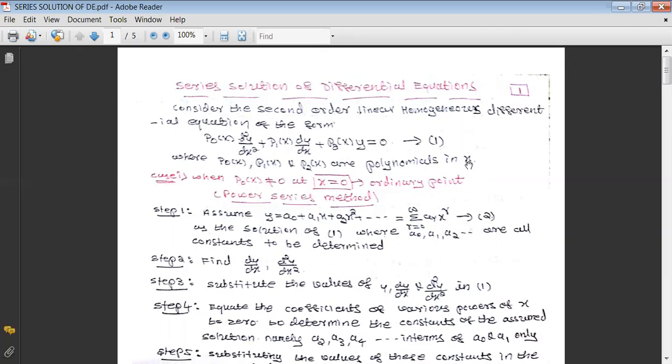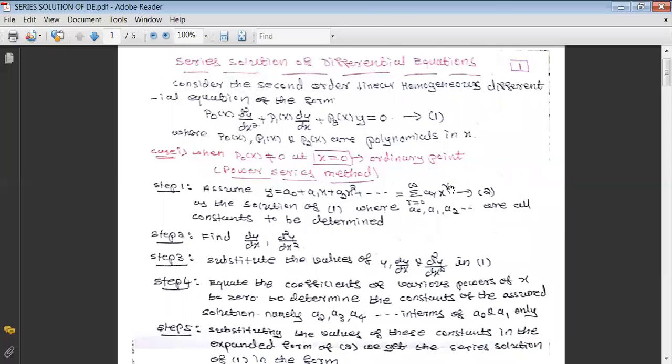Now, the series solution of a differential equation differs based on the value of P0(x). Suppose the value of P0(x) is not equal to 0 at x equal to 0, then x equal to 0 is called an ordinary point of equation 1, and the method we apply to find the series solution in this case is called the power series method, and we refer to it as case 1.